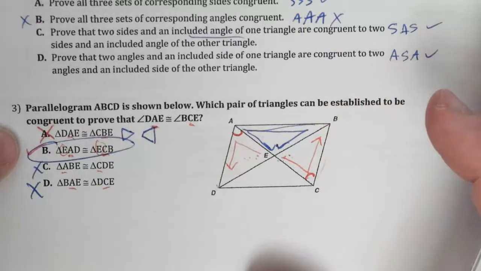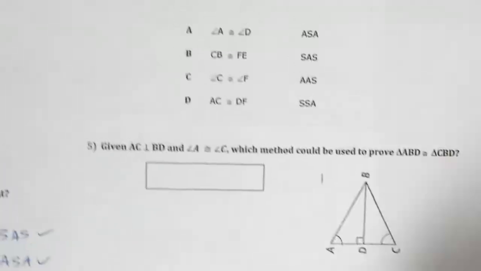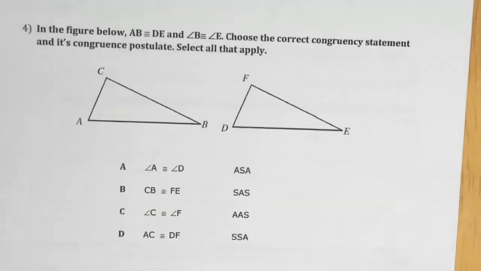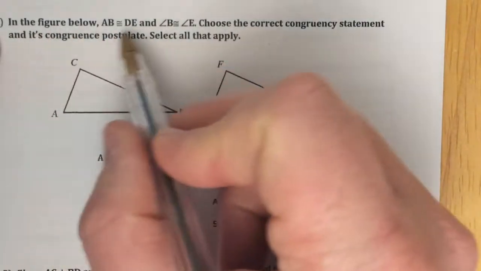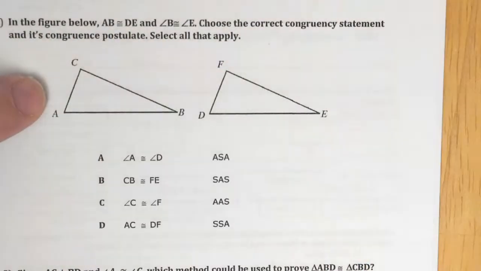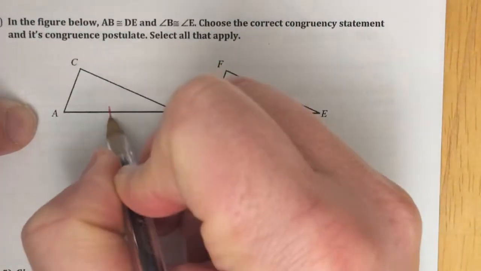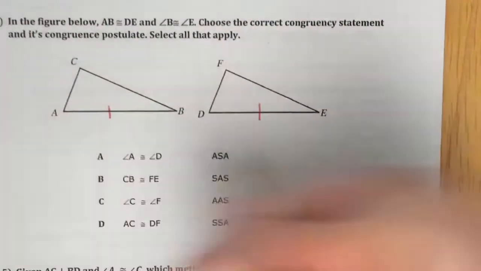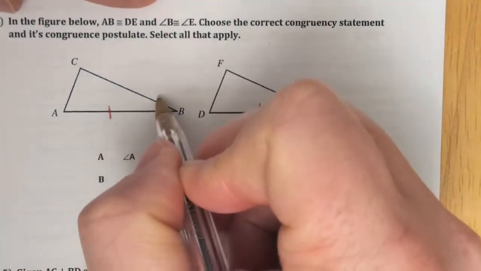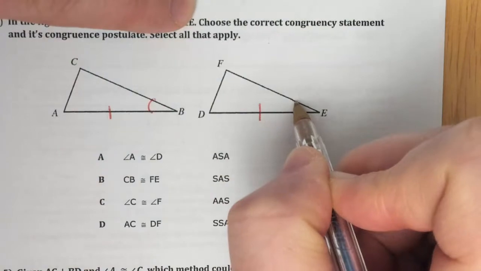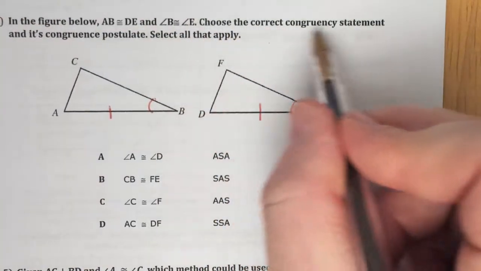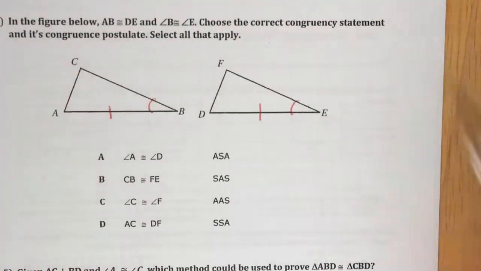All right, number 4. So number 4 in the figure, AB, and I have no idea what's going on. I'm just going to mark stuff. AB. So here AB is equal to DE. Boom. And that's how I mark that they're congruent. So I did a single notch to mark them. Angle B, and make a curve, is equal to angle E. Make a curve.